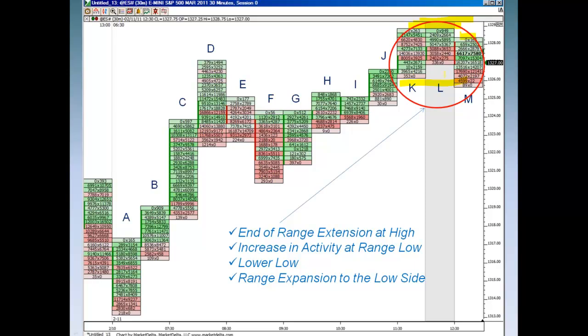So make sure that you understand the difference between a transition and a change in direction. We don't see a change in direction here at all. All we see is a transition. Even though we do have a range expansion to the low side, if you notice, it's just a very minor range expansion to the downside. And if you look at the last bar here, we still did have a significant amount of buying.